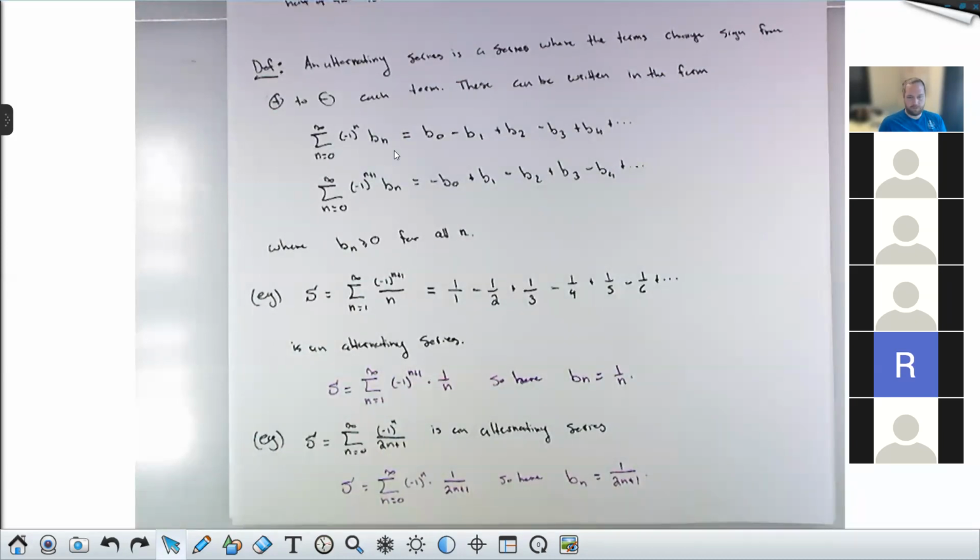Just how to write these things, how to recognize them when you see them. I'm going to show you two more examples. Clear on why the bn's for the first series are 1 over n and why the bn's for the second series are 1 over 2n plus 1? Any questions about that?